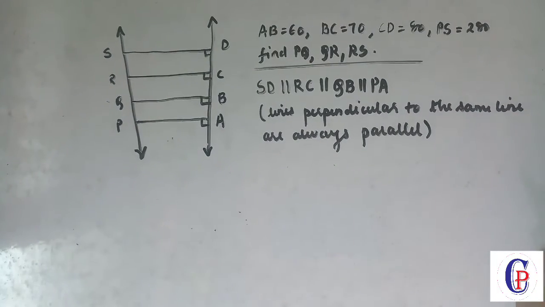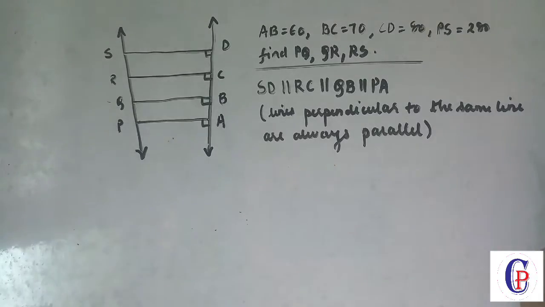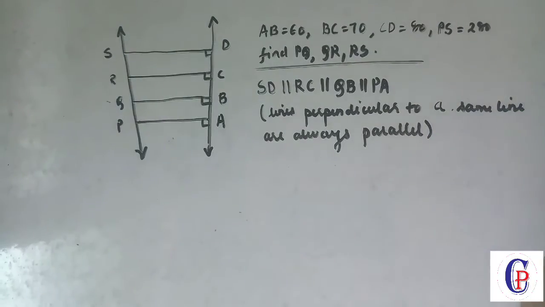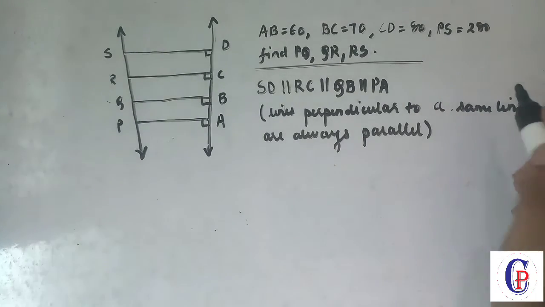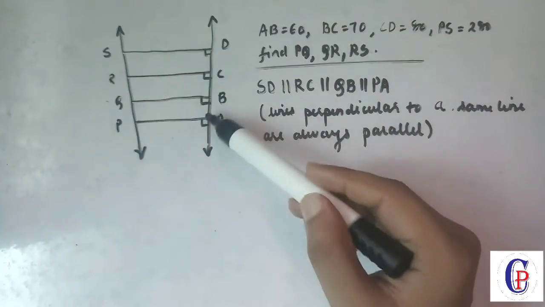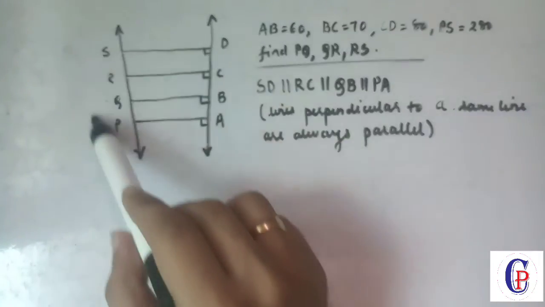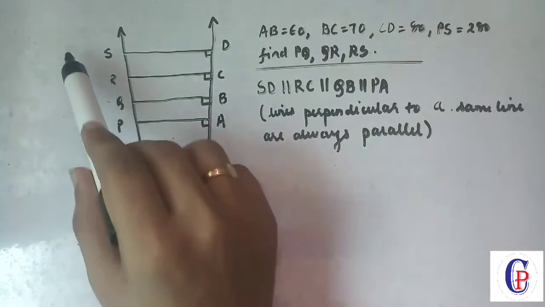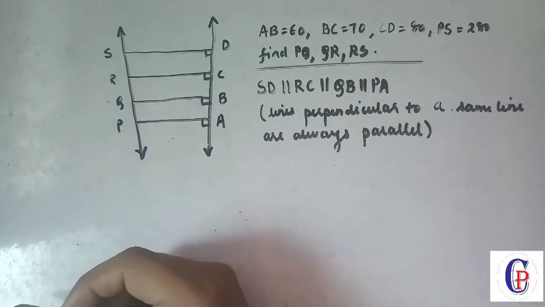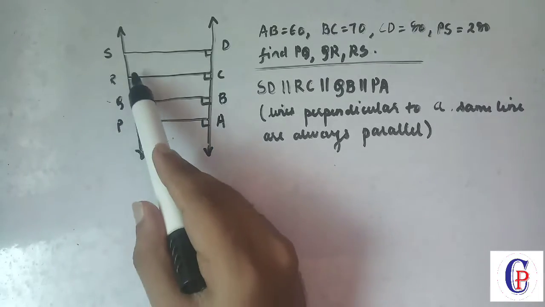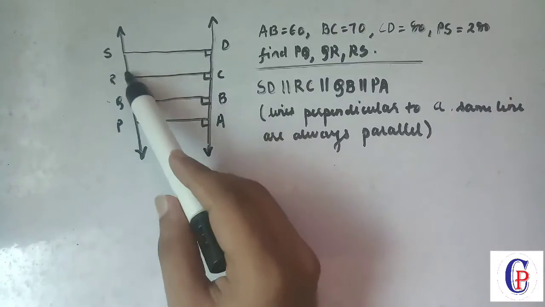If lines are perpendicular to one same line, they are always parallel. So this is the reason. First, they have given us AB is 60, BC is 70, CD is 80, and the whole PS is given to us. Total PS is 280. Now we have to find PQ, QR and RS.